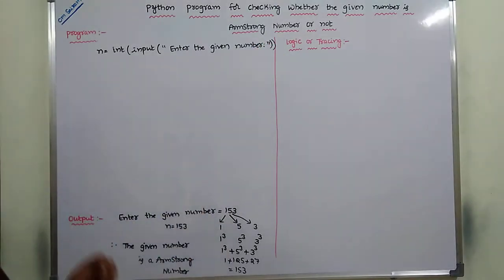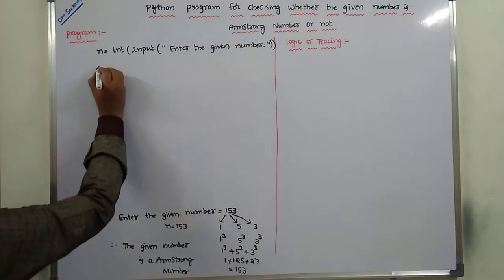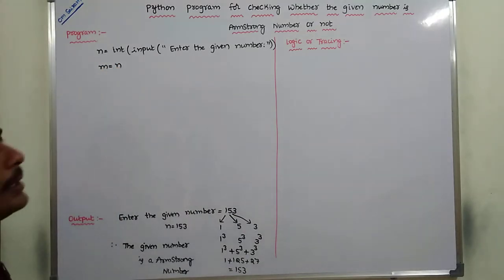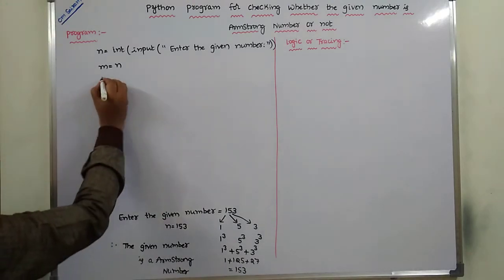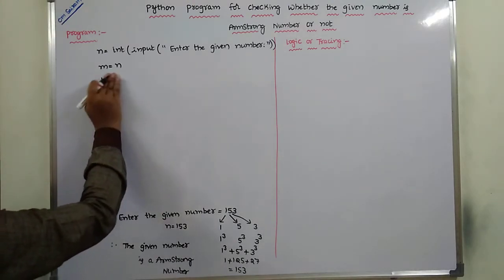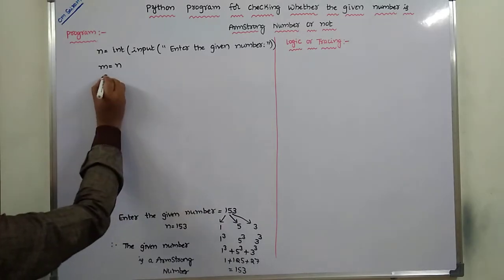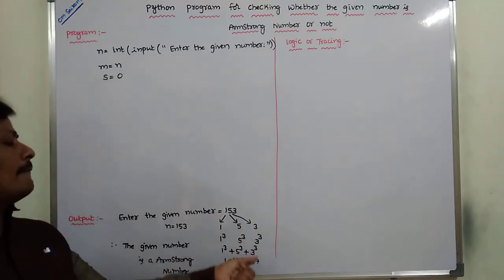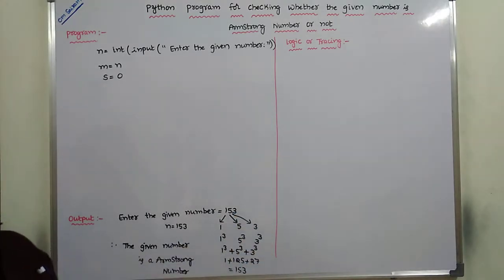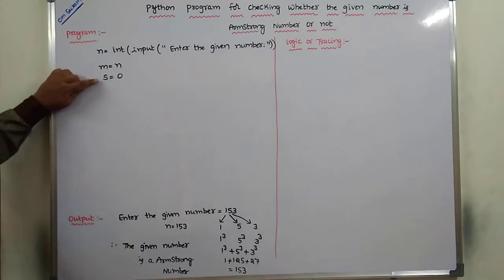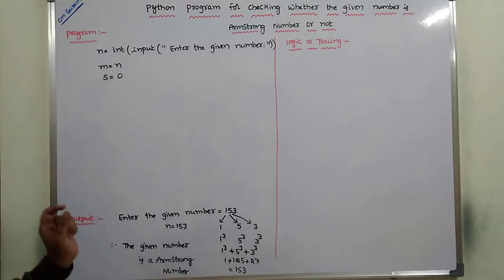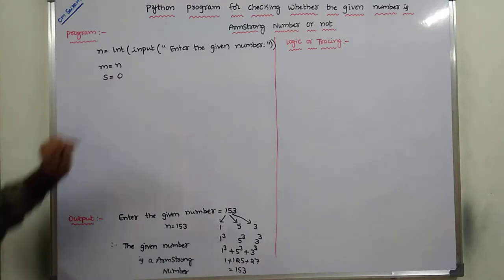Okay. Next, this number n can be assigned to variable m. Next one, here another variable s. S is equal to 0 because here we are summing the cubes of each and every digit of a given number. So first sum value s is equal to 0. We are initializing the sum variable s is equal to 0.